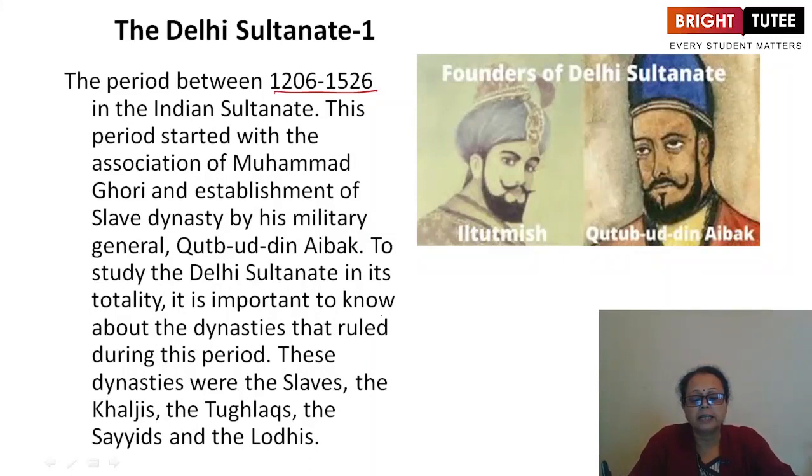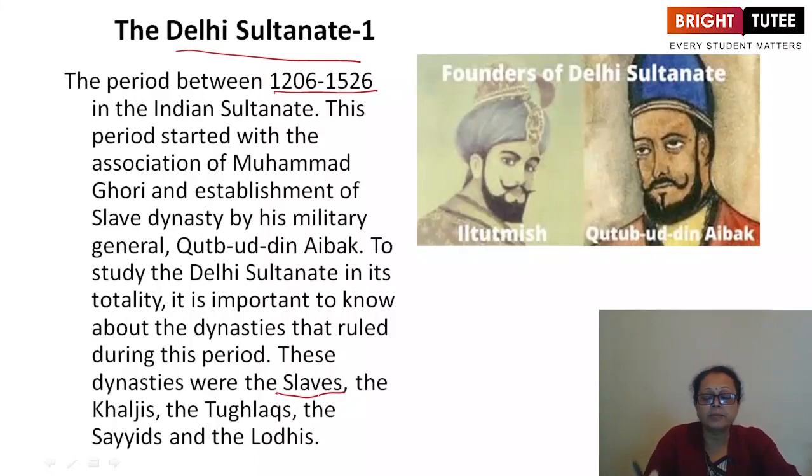To study the Delhi Sultanate in its totality, it is important to know about the dynasties that ruled during this period. Which dynasties were there actually? They ruled over the country. All of these come under the Delhi Sultanate. First of all, it was the Slave Dynasty, then the Khaljis, Tughlaqs, the Sayyids, and the Lodhis.